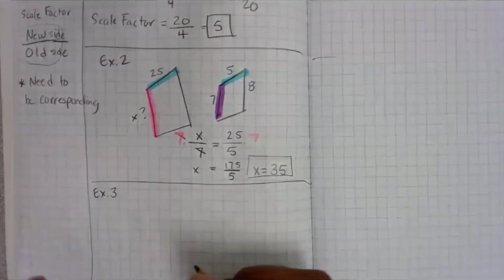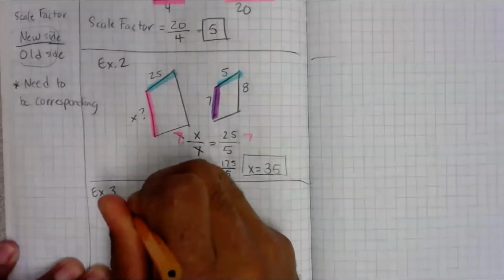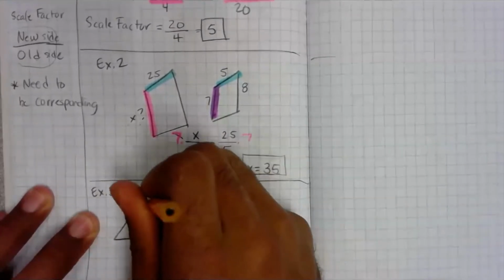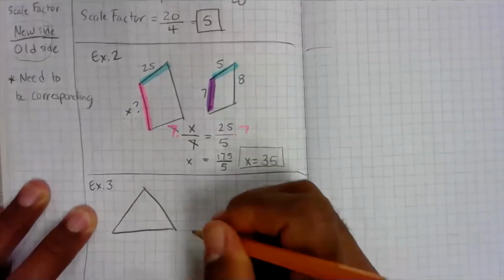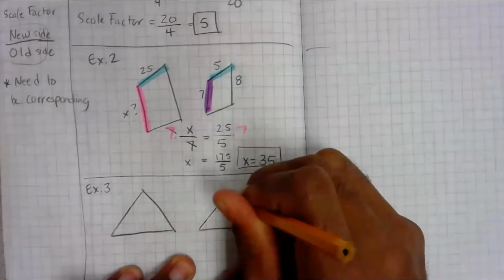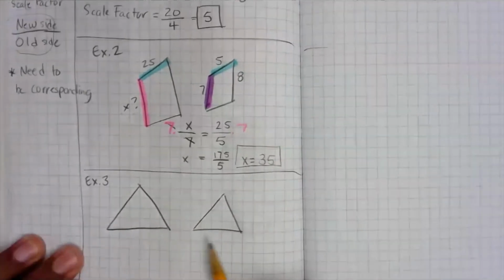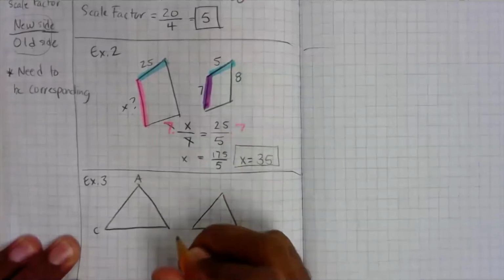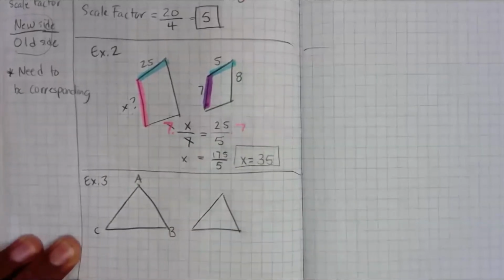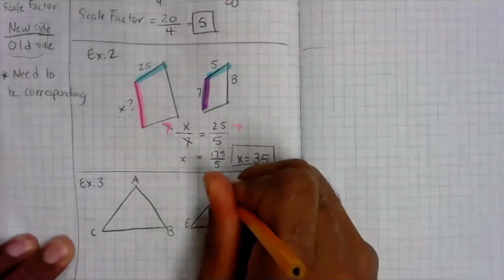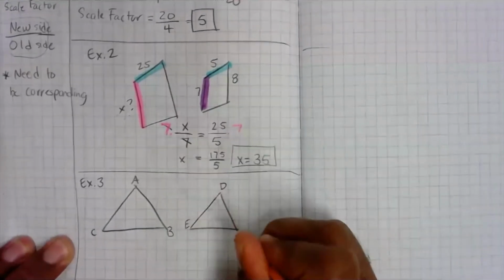Okay, so now with these two triangles, I'm going to put this one and then this one, making this one just a little smaller. We're going to say this is C, this is A. We're going to label the corners. And then this is going to be E, D, and F.